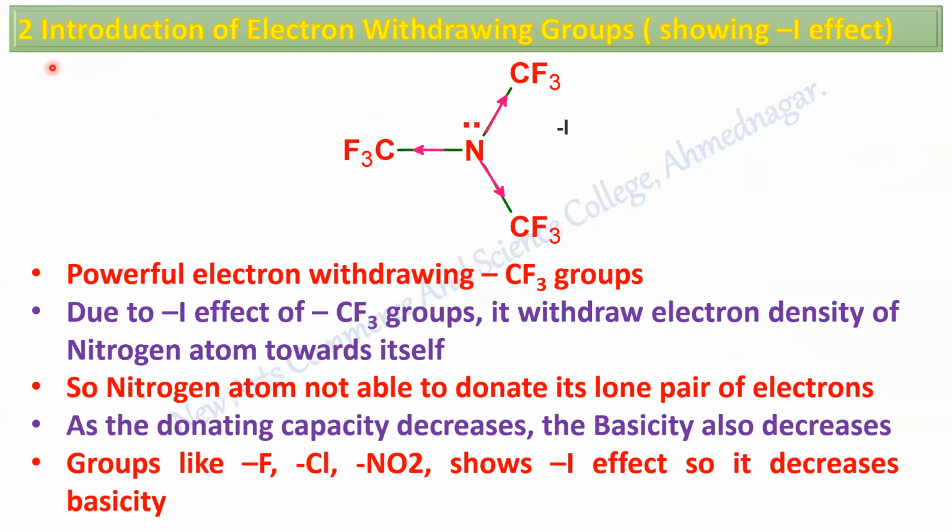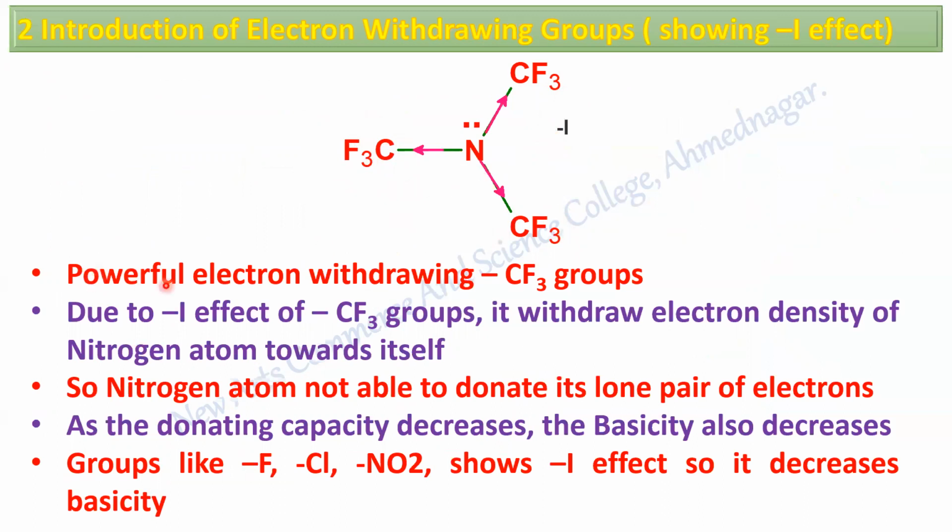Now this is the next effect: introduction of an electron withdrawing group showing a minus I effect. For this, the methyl groups are replaced by trifluoromethyl groups. So 3 trifluoromethyl groups are there in this example. So as you know, fluorinated compounds, the fluoro group is a strong electron withdrawing group. So the CF3 group shows a minus I effect.